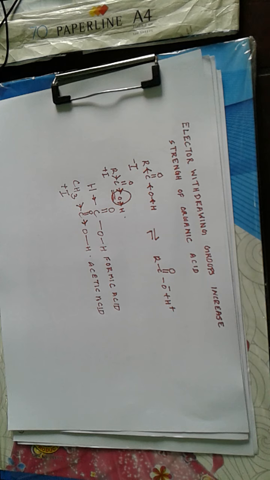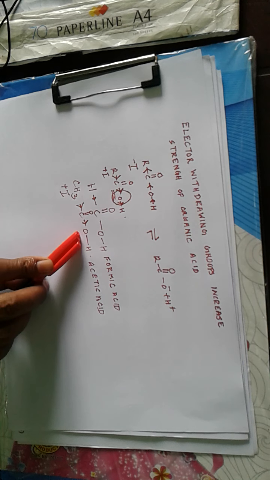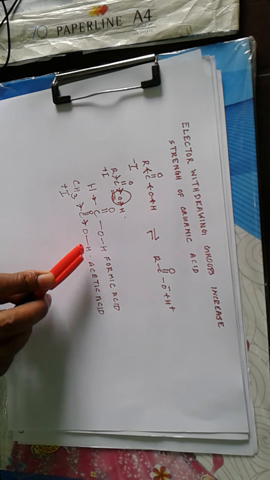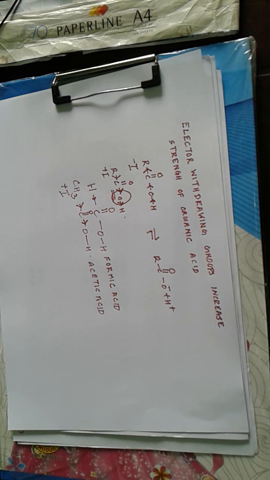So when we compare the acidities of formic acid and acetic acid, we say acetic acid is less acidic than formic acid, because the methyl group in acetic acid donates electron density to the oxygen atom of the OH group by its plus I effect, so that oxygen will be having a lesser tendency to take up the electron pair in the OH bond. So that is due to the plus I effect of the methyl group.